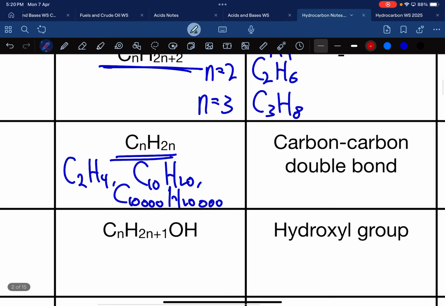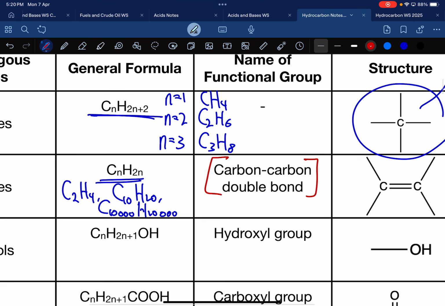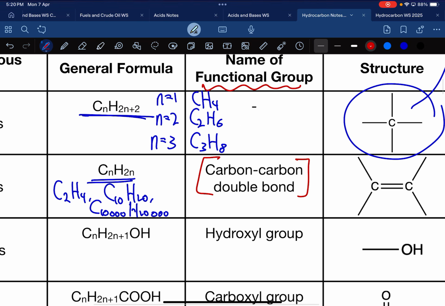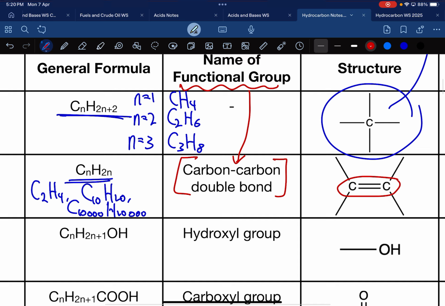If you have this thing, it is called a carbon-carbon double bond. Your carbon-carbon double bond is your functional group, the identifying factor for an alkene. What exactly does this mean? Over here, take a look. The moment you see this, what we say is not that the compound is an alkene. We say that the compound contains an alkene functional group, which means it will possess the characteristics of an alkene. Are we okay so far?